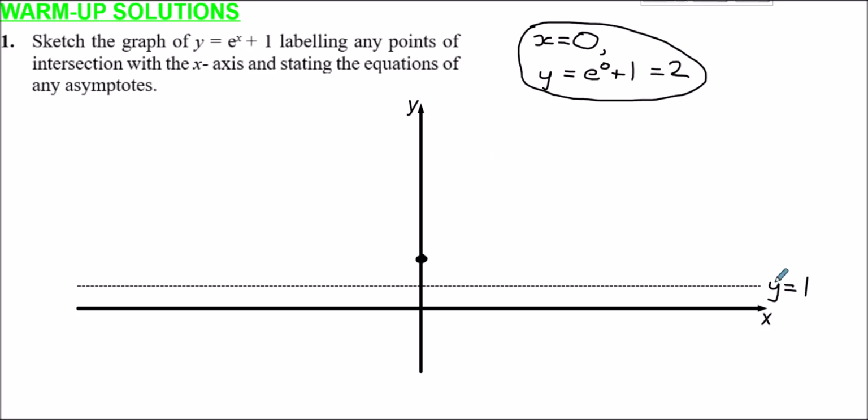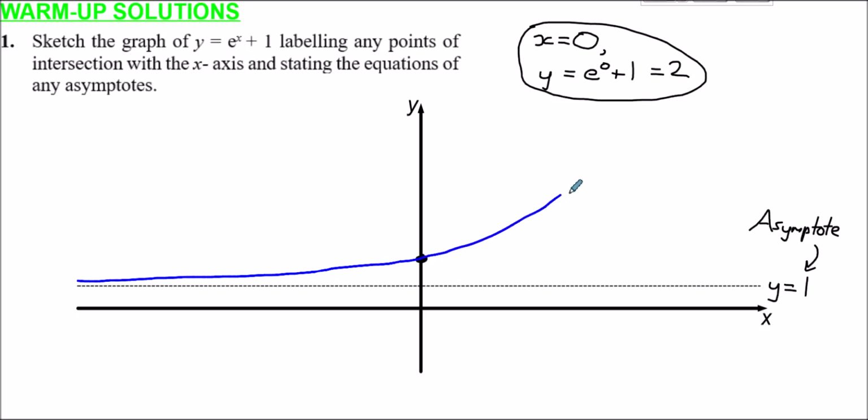So this is an asymptote as well. So the asymptote at y equals 1 is where the line will approach, but will never hit. So drawing this graph, it's going to be very, very close to y equals 1 over here, and will only start getting bigger as we get more and more positive. So something like that would be the graph of y equals e to the x plus 1.